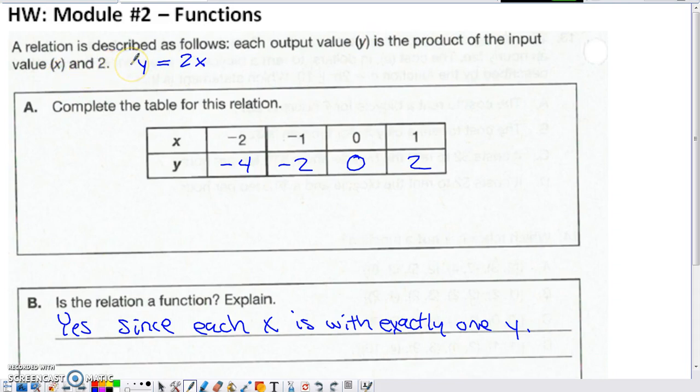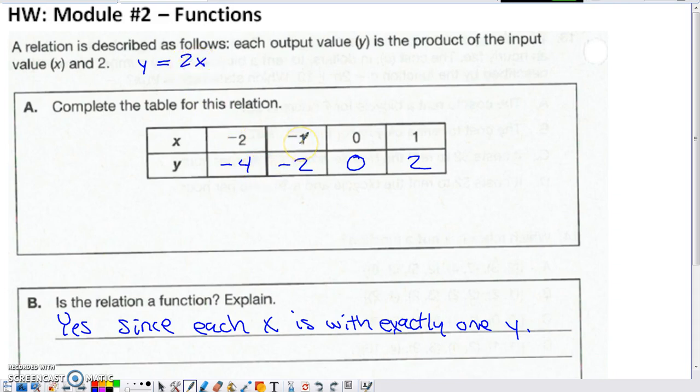Well, if we just take that statement and basically rewrite it in math, y is, so y equals product, so a multiplication problem, of two things, x and 2. So y is equal to 2x. If you're able to write that out right away based on the information that you can take from that verbal statement, this table is really, really simple to complete. What is going to be the y value that goes with the x of negative 2? Well, if we put negative 2 here, 2 times negative 2 gives us negative 4.